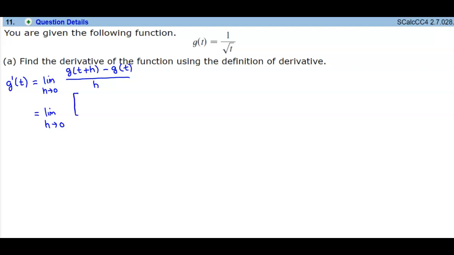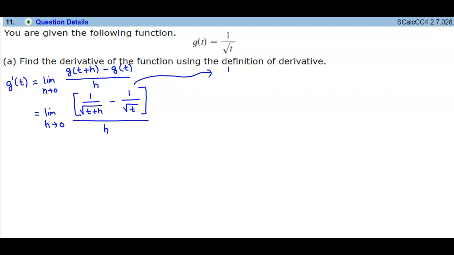So the first function is going to have the input of t plus h. So we have 1 over the square root of t plus h, and then minus the function g of t, so that's going to be minus 1 over the square root of t, and then we're dividing that by h. Okay, so we might need to find a common denominator here.